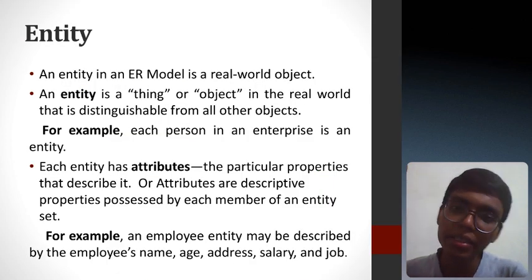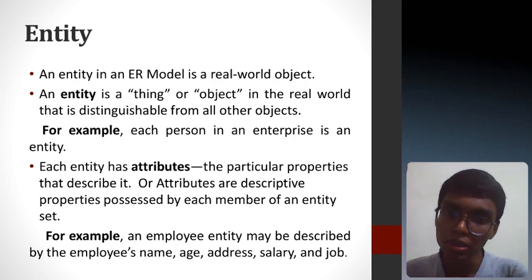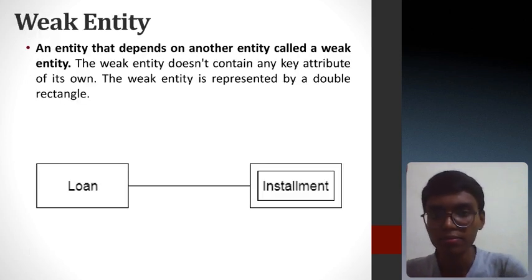An entity in an ER model is a real world object. An entity is a thing or object in the real world that is distinguishable from all other objects. For example, each person in an enterprise is an entity. Each entity has attributes. Attributes are descriptive properties possessed by each member of an entity set. For example, an employee entity may be described by the employee name, age, address, salary, and job.